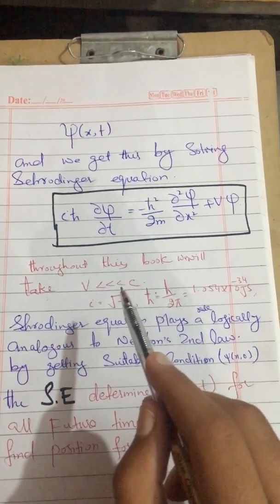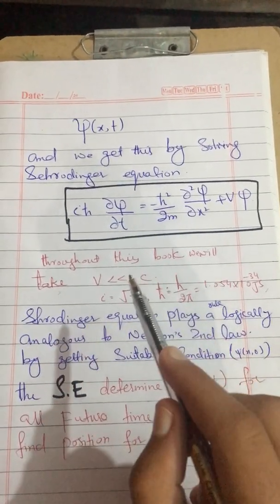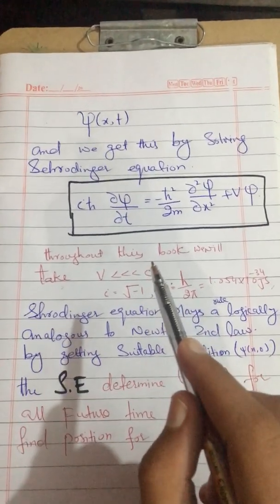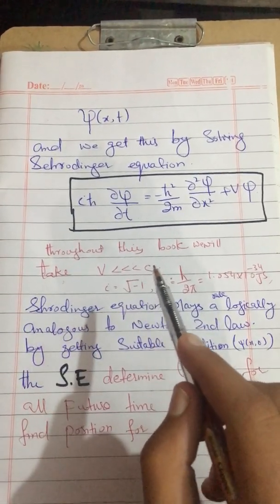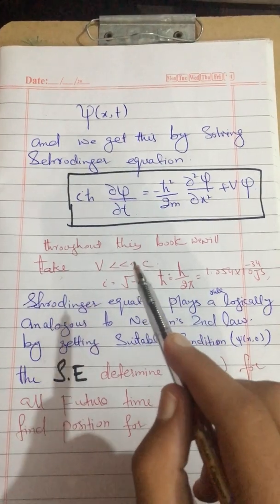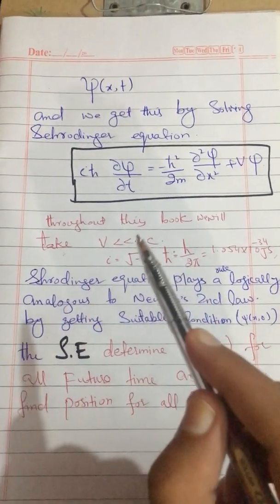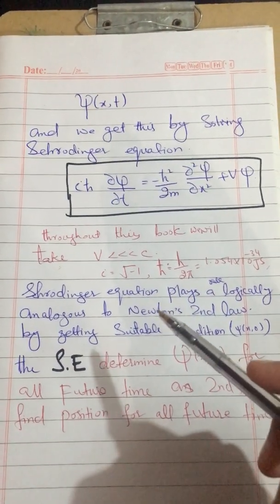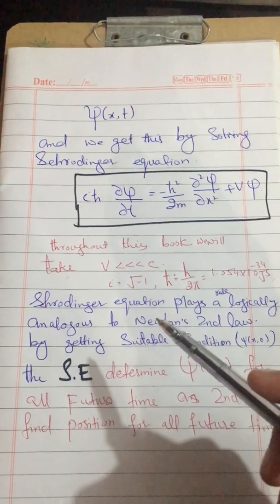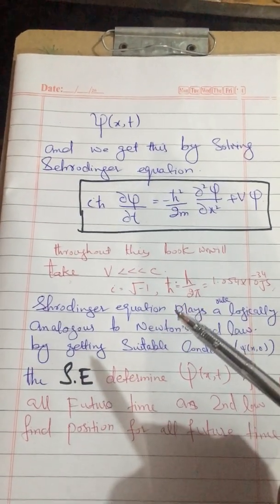Now, please note that in the whole book we will deal only with non-relativistic cases, meaning the speed of the particle is much less than the speed of light. So we will deal only with the non-relativistic cases. As you know, the Schrodinger equation plays a crucial role, logically analogous to Newton's second law in classical mechanics.